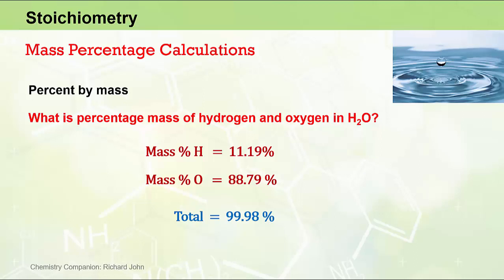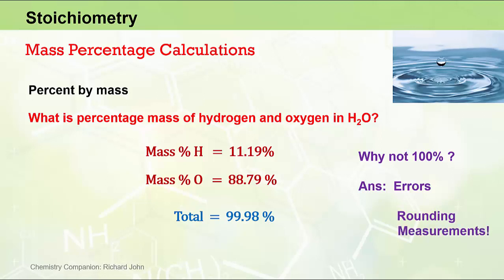When we add these 2 numbers together, we get a total of 99.98%. So a good question to ask is, why isn't it exactly 100%? And the answer lies in some errors that were introduced in the process, particularly some rounding errors owing to the fact that we rounded all our calculations to 4 significant figures. And we've also got to remember that what we're dealing with here are measurements. So the reported numbers for atomic masses and molar masses are actually measurements, and we know that they are subject to limited accuracy and limited precision.